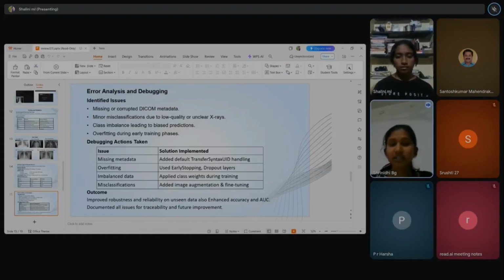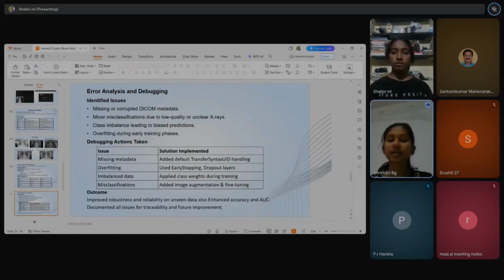Debugging actions taken, issues and solutions implemented. Here, missing data is added with default transfer syntax ID handling, and actions taken include early stopping and dropout layers. For imbalanced data, class weights were applied during training. For misclassifications, image augmentation and fine tuning were added. The outcome is improved robustness and reliability on unseen data, enhanced accuracy, and all issues documented for traceability and future improvement.